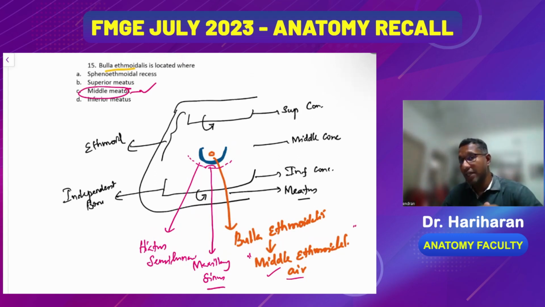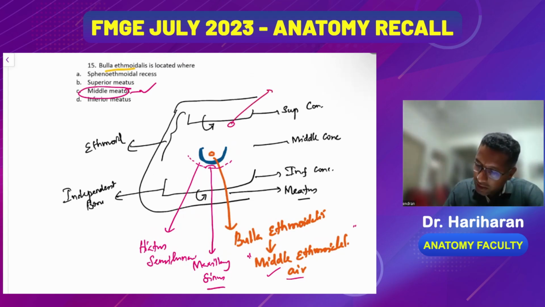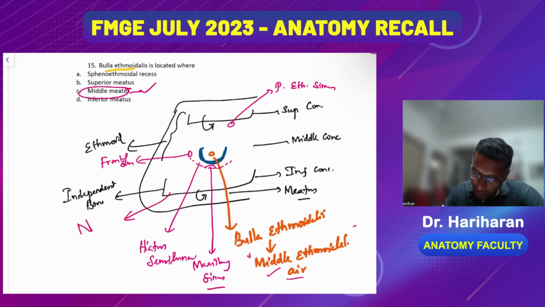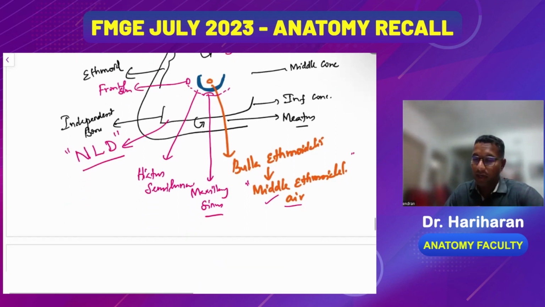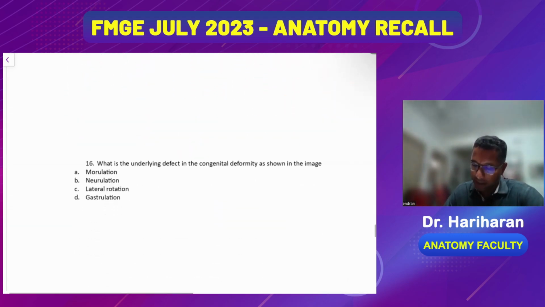Questions from the nasal cavity, questions from the meatal openings are very common. In the superior meatus, you've got the opening of the posterior ethmoidal sinus. In the anterior most part of the hiatus semilunaris, you've got the opening of the frontal sinus. In the inferior meatus, you have the opening of the nasolacrimal duct. So these are the important areas. The lateral aspect of the nose is a must know topic.